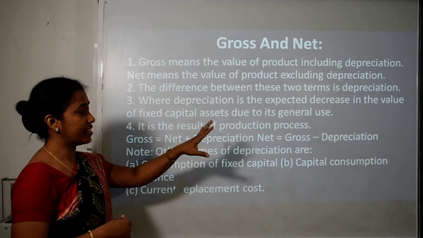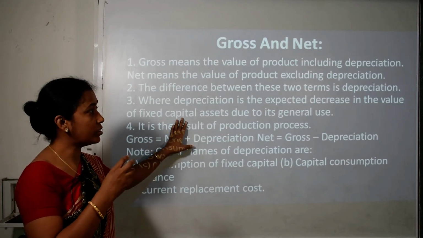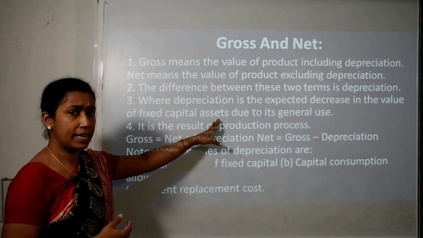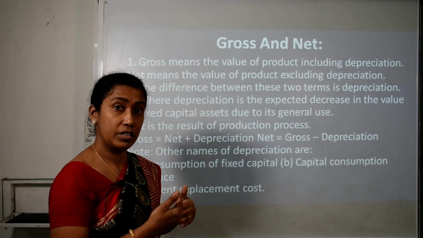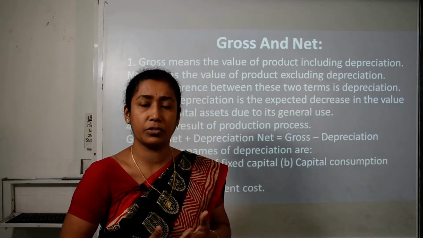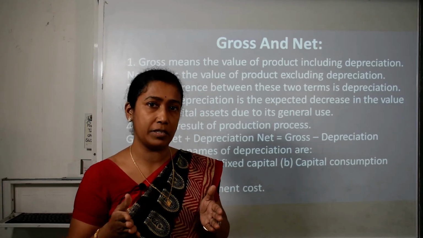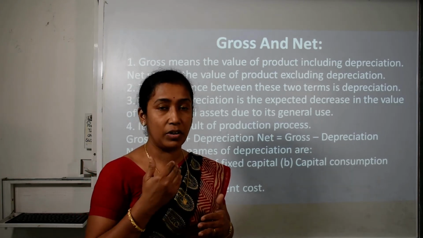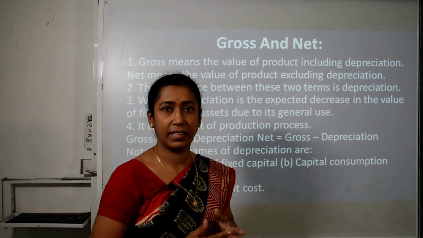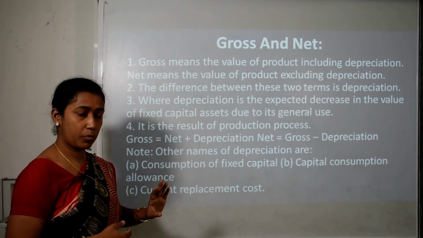Depreciation is the expected decrease in the value of fixed capital. What is depreciation actually? It is the decrease or reduction in the expected value of goods, products or any kind of capital assets due to daily use, due to general use. Just like any vehicle or any electronic goods which you purchase from the market, when you use it on a daily basis, the value of that particular good will decrease. So whenever you try to resell it, you will not get the exact same value, okay. The reduction will be there in those values. It is the result of the production process.